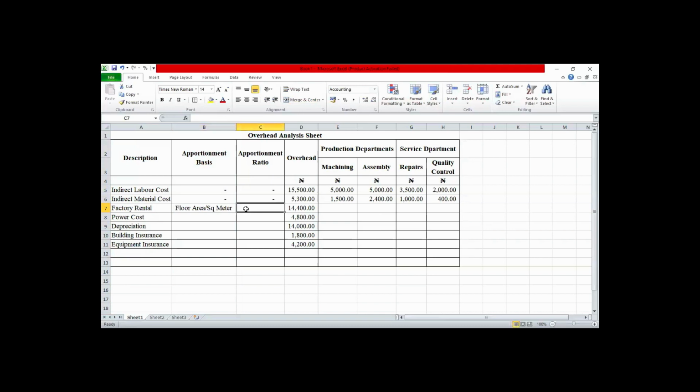We now determine our apportionment ratio from that basis given to you. Is that clear? Yes, sir. From the floor area given to you, give me the one for machining. 500. Floor area for machining is 500 square meters. Just 500. What about assembly? 900. What about repairs? 100.